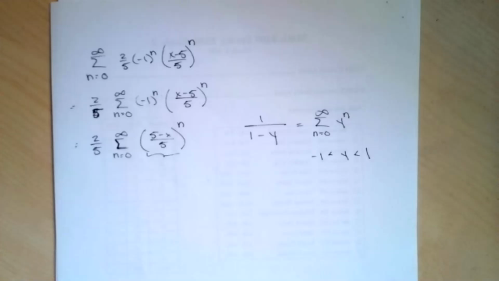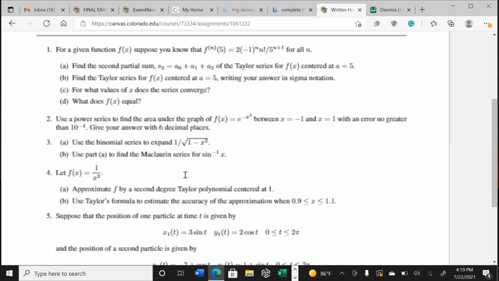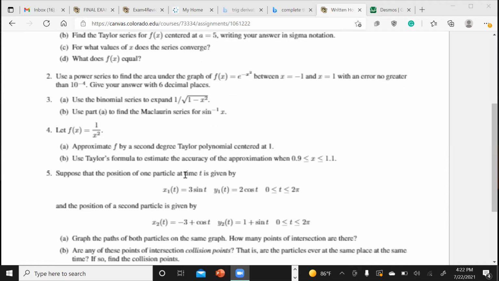Looking at the, oh wait, I think that you guys did this other one. Okay, wait. Sorry, I'm gonna share my screen again. Okay, so use a power series to find the area under the graph of f of x, e to the negative x squared.